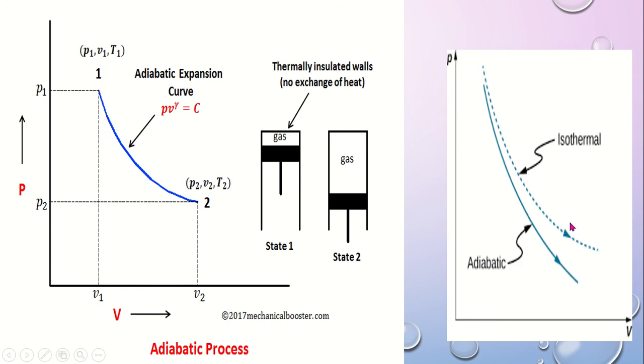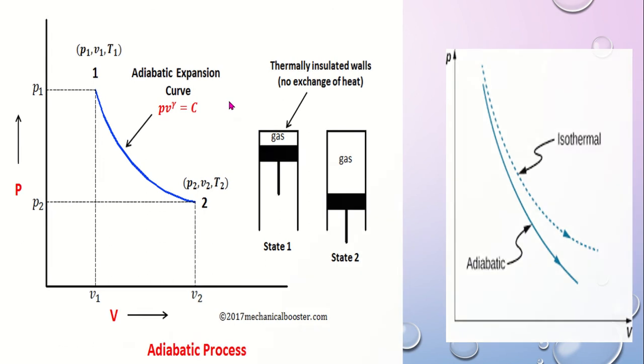Look, this is the isothermal curve and this is the adiabatic curve. Can you tell me which curve is steeper? Obviously this one is steeper than the isothermal curve. This is because of gamma. Because gamma is used as a power of volume, the adiabatic curve is steeper than the isothermal curve.